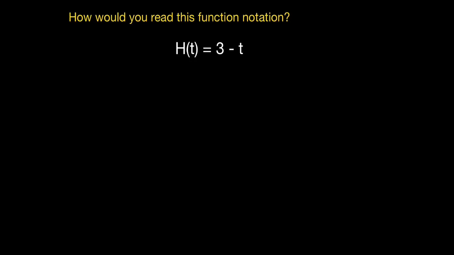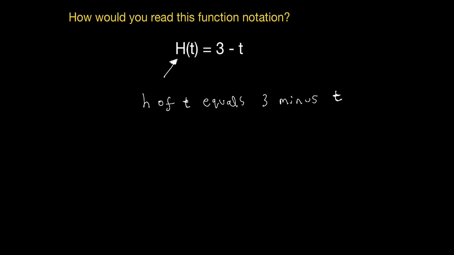Well, this variable tells you the name of your quote-unquote equation. So we're going to say h of whatever's inside the parentheses. So h of t equals 3 minus t. And that's how you would interpret this function notation.